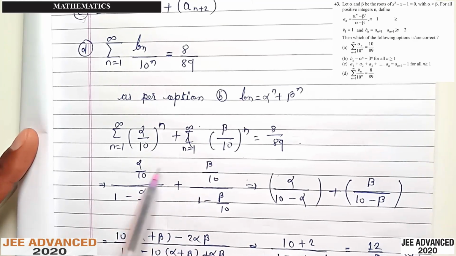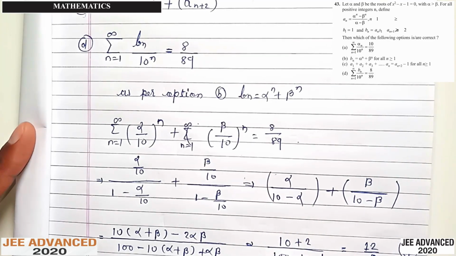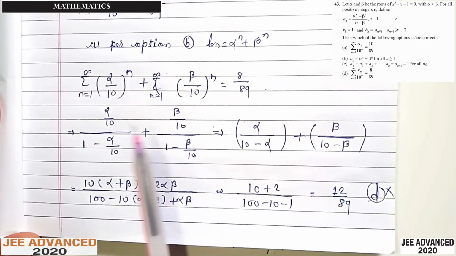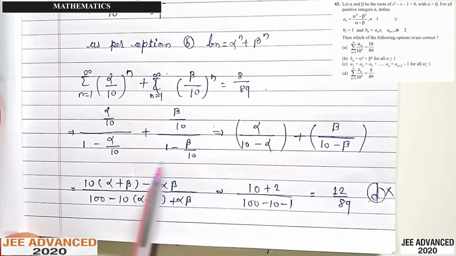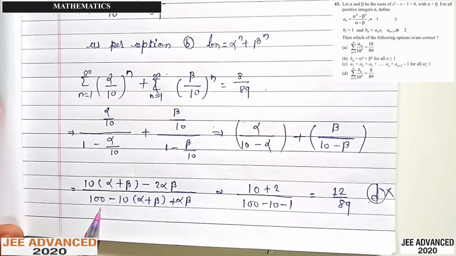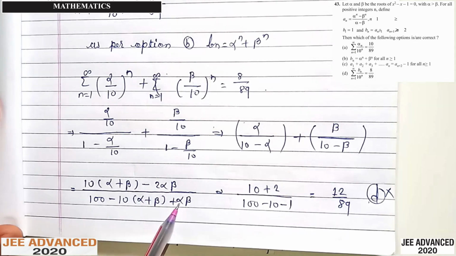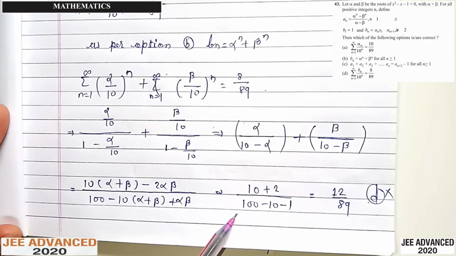Go for the cross multiplication. You will get alpha upon 10 minus alpha, plus beta upon 10 minus beta. So for further calculation, you will get the cross multiplication, again multiplication of denominators. So you will get the next term: 10 into alpha plus beta minus 2 times alpha beta, upon 100 minus 10 into alpha plus beta plus alpha beta. Multiply the value alpha plus beta over here. So you will get the next term 10 plus 2 upon 100 minus 10 minus 1, which is equal to 12 by 89.